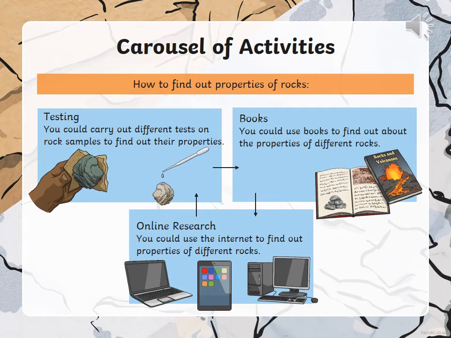Here we can find different ways of finding out information about the properties of rocks. We could test the rocks, which is what we're going to do in our next class. We could carry out these different tests to find out their properties. We could also look in books in the library about rock properties, and we can also do online research on the internet to find out the properties. Which ways are available for you?